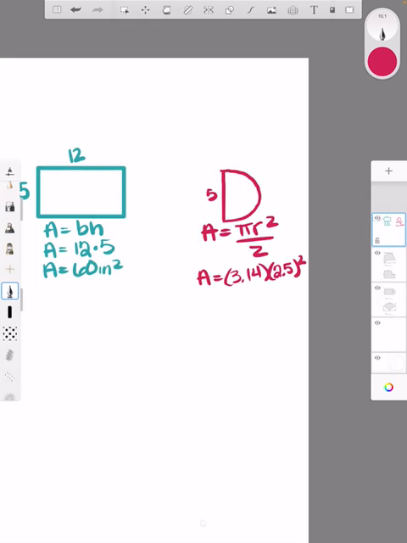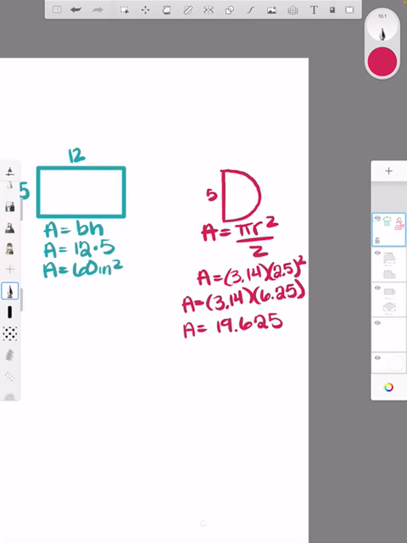All right, so now I'm going to go ahead and square 2.5. 2.5 squared means I'm going to multiply 2.5 times 2.5. I'm not multiplying 2.5 times 2. You're multiplying it times itself. And 2.5 times 2.5 is going to get me 6 and 25 hundredths. Afterwards, we're going to multiply 3.14 and 6 and 25 hundredths. And that's going to get me 19 and 625 thousandths.